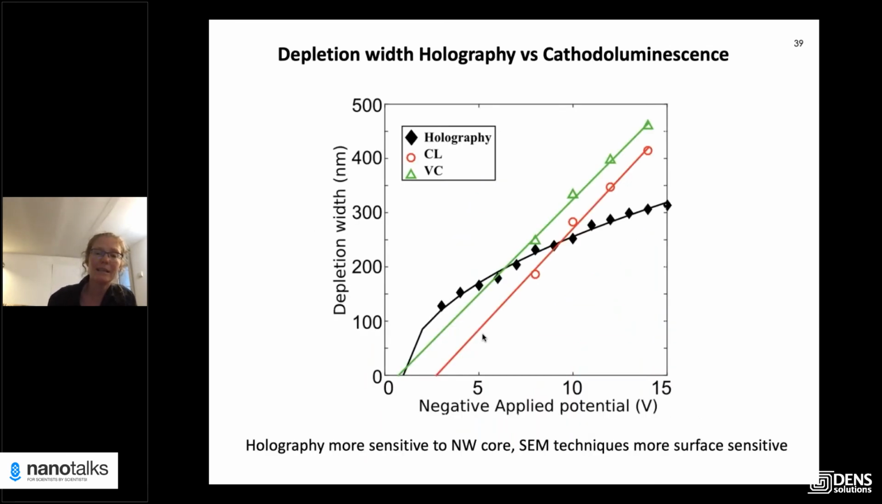Another thing that is interesting to look at is to compare the depletion width measured with holography with the depletion width obtained on the same object measured with SEM cathodoluminescence. The red curve here. So here the depletion width is in linear scale. For the holography, we see this kind of square root behavior, but the extension of the depletion length measured with cathodoluminescence really follows this linear trend.